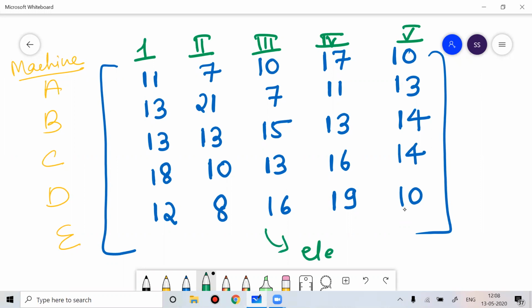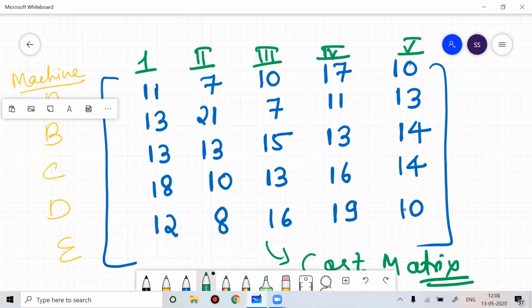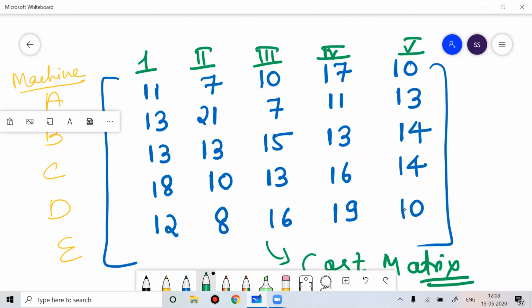This is what you see. They all are cost elements. Now what you have to do? Solve this problem of assignment such that the proper allocation can be done. Solve it by the Hungarian approach. This is the assignment problem.